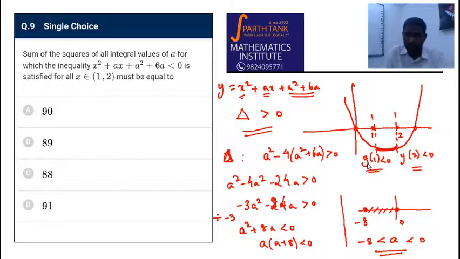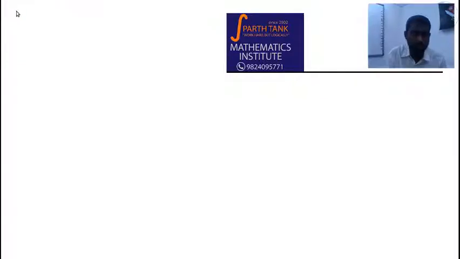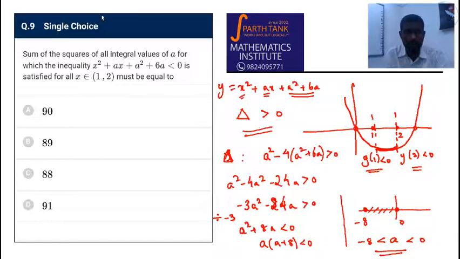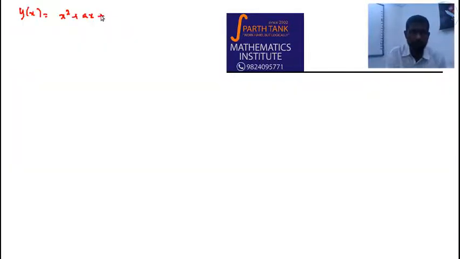Now let us consider y of 1 is less than 0. If I put y of 1, what would I get? Let me write y of x is x squared plus ax plus a squared plus 6a.